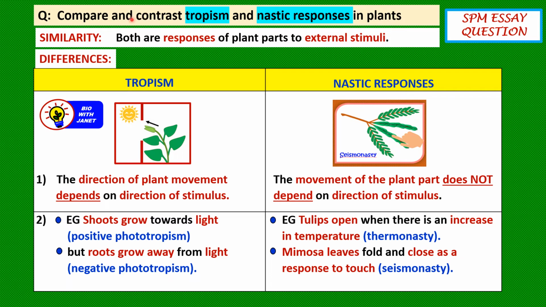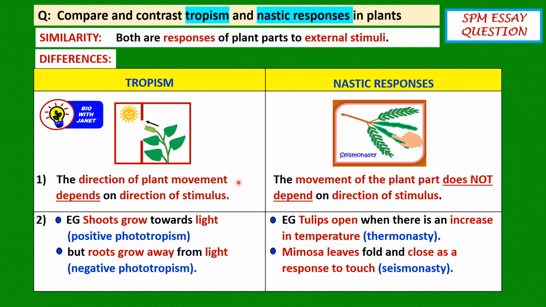So the question here is, compare and contrast tropism and nastic responses in plants. Now this can be asked in the SPM essay section. So we have to know the differences and the similarities between tropism and nastic responses. The similarity is that both are responses of plant parts to external stimuli. Both are responses. Now, what are the differences?